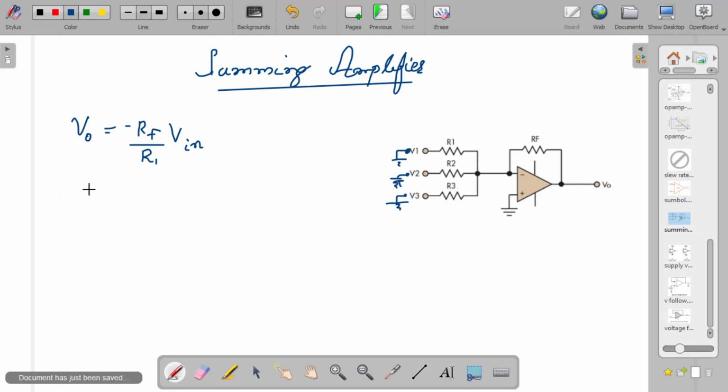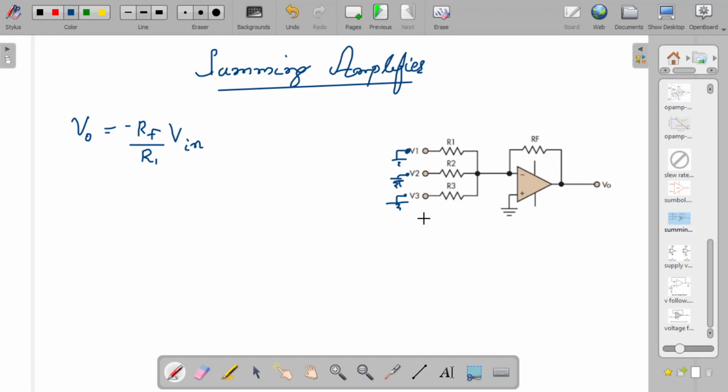But anyway, I'll just briefly tell you what it is. When you have many signals applied like this, we normally first consider one of the signals alone, keeping the other two grounded. So here we keep V1 connected to R1, but V2 and V3 we don't consider, as if nothing is given at V2 and V3, or we keep the terminal grounded. R2 is grounded, R3 is grounded.